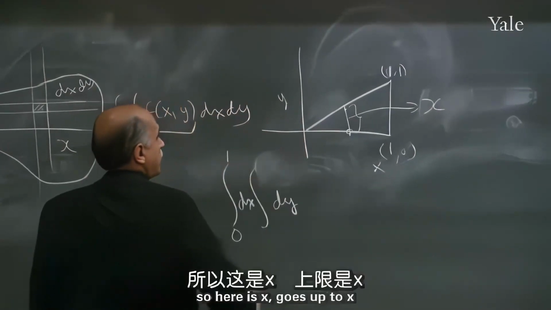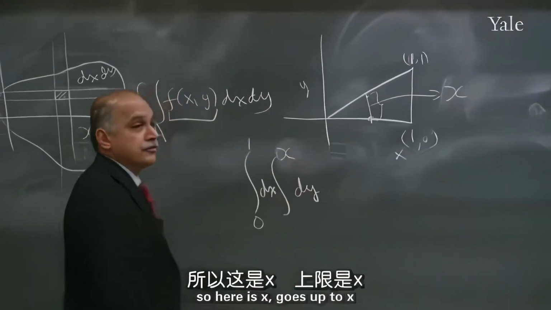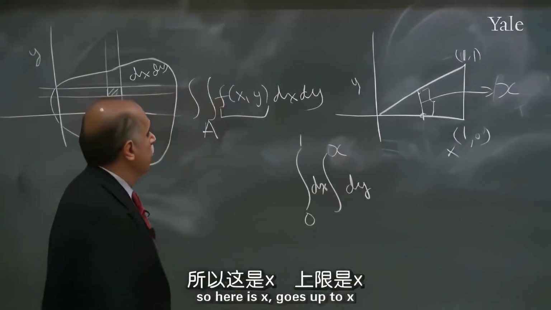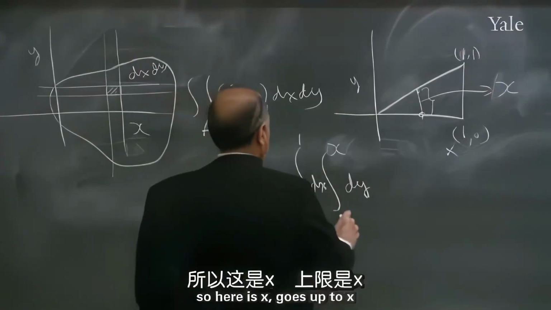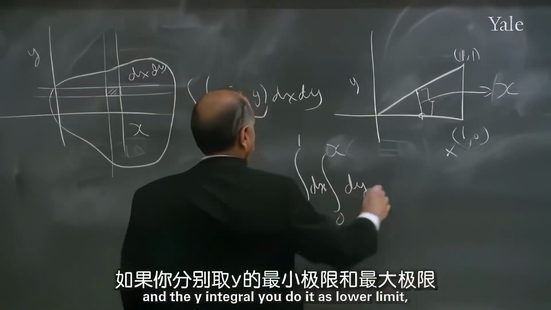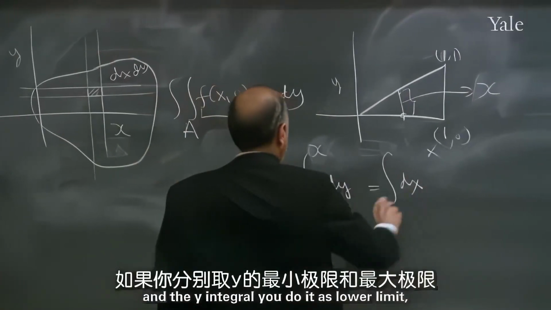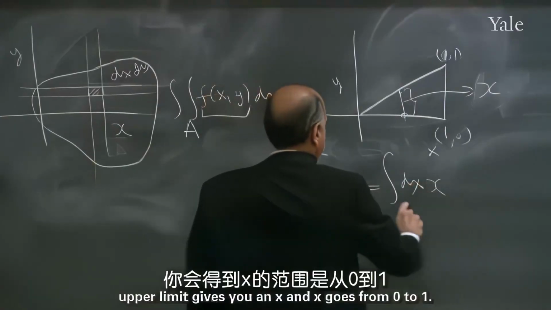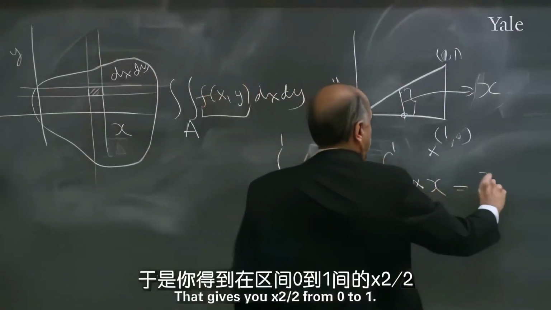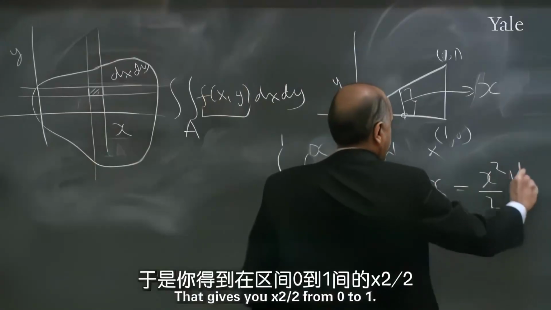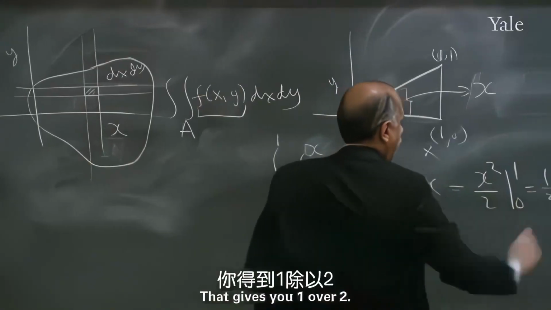All right, so here is x. Goes up to x. And the y integral, you do it as lower limit, upper limit gives you an x, and x goes from 0 to 1. That gives you x squared over 2 from 0 to 1. That gives you 1 over 2.